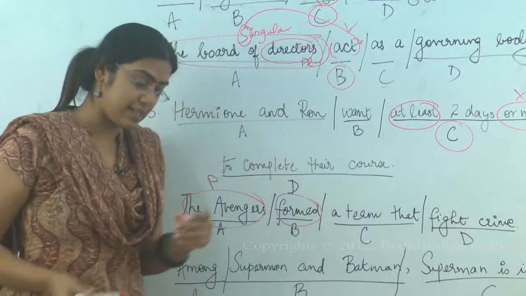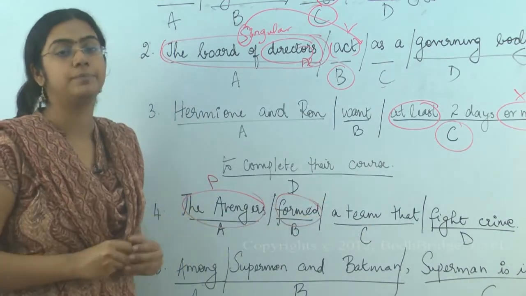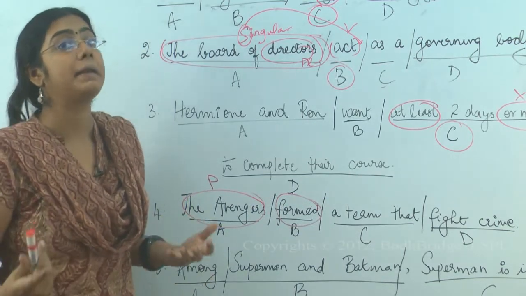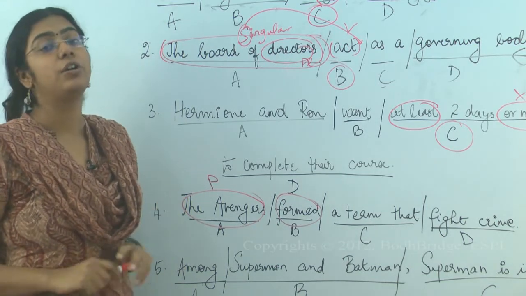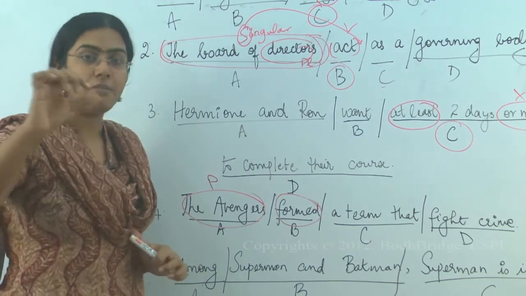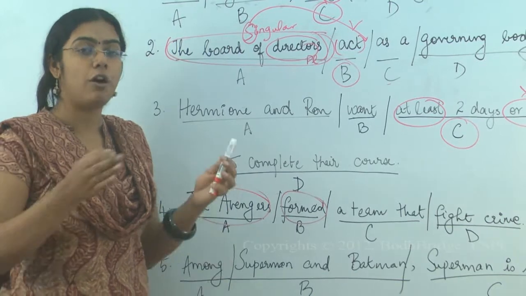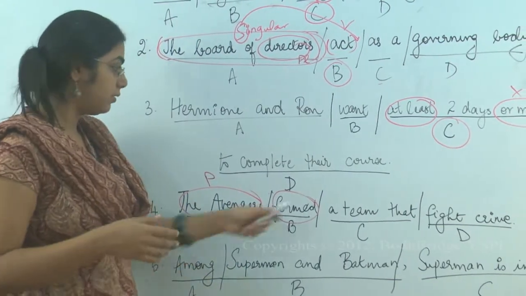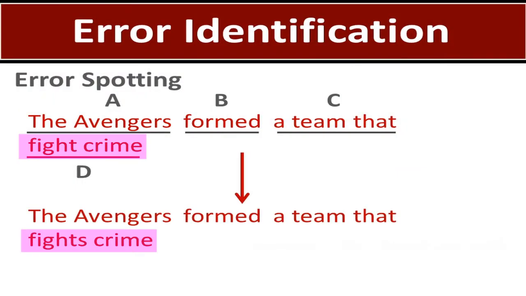Now, when you have such a sentence, split it into two sentences. The Avengers formed a team. Full stop. This team fight crime. Okay? So, does it make sense here? This team fight crime? No, it should be this team fights crime. Am I right? So, whenever you have a complex sentence, break it down into component sentences. Just say it aloud. You will obviously spot the error. So, that should be fights, and hence the sentence must read, the Avengers formed a team that fights crime. Okay, so D is a problem zone here.